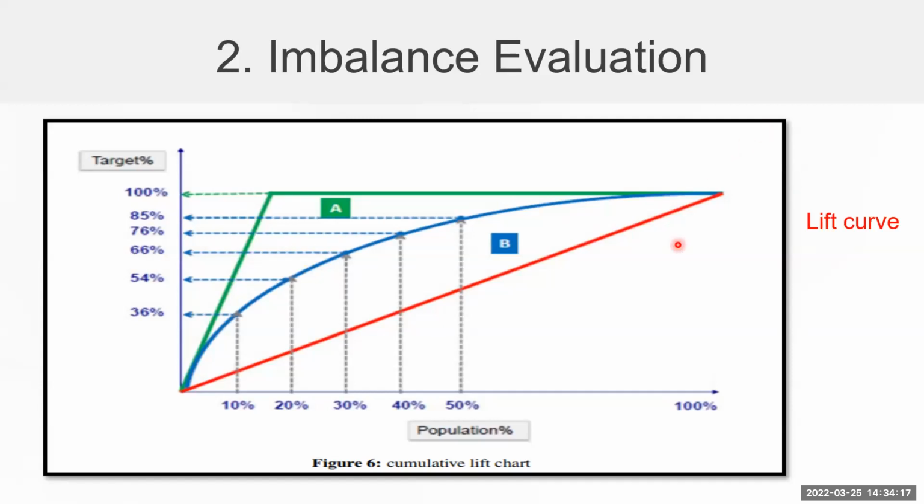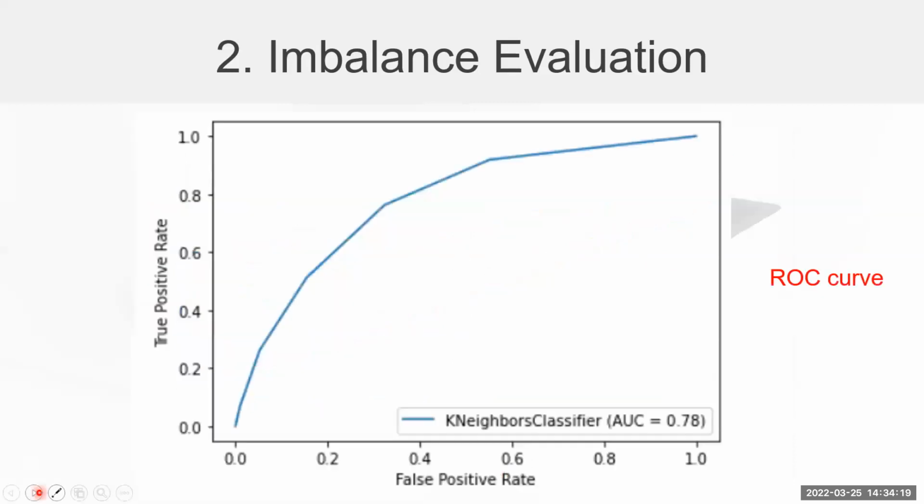Another curve, I think. No, this is ROC. It is the same, I think. The y-axis is the true positive rate, and the x-axis is the false positive rate. If the line gets higher at first, when the false positive rate is still low, it is better.